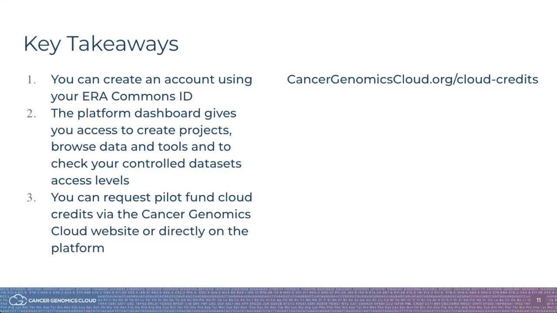Alright, so some key takeaways. 1. You can create an account using your ERA Commons ID or an email address. 2. The platform dashboard gives you access to create projects, browse data and tools, and to check your controlled dataset access levels. And 3. You can request Pilot Fund Cloud credits via the Cancer Genomics Cloud website, which is linked on the right as well as in the description of this video, or directly through the platform.